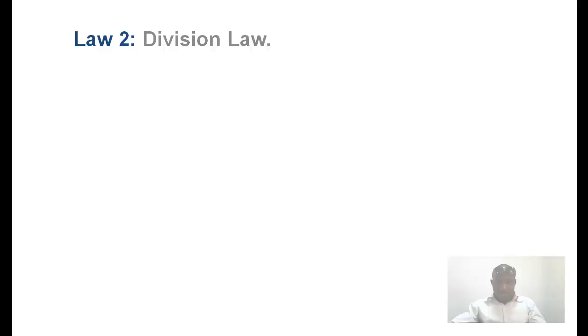We now take a look at the second law, which also, for the purpose of illustration, is called the division law. This is called the division law because the mathematical operation involved is a division operation. It states that a^m divided by a^n is equal to a^(m-n).